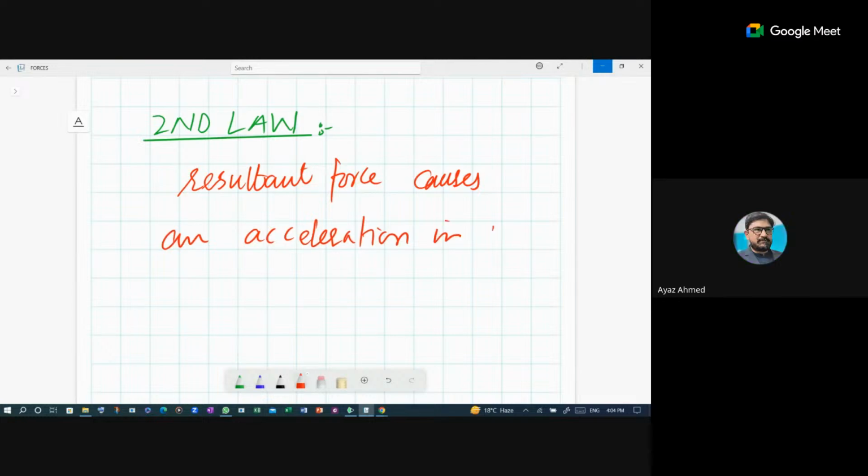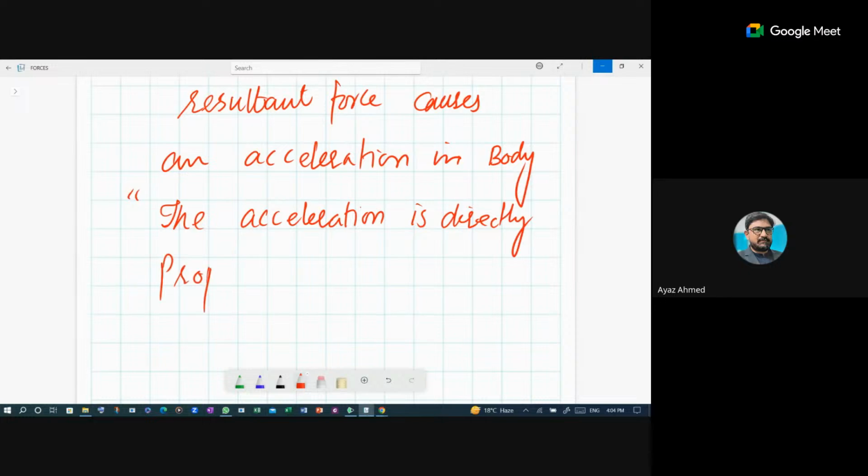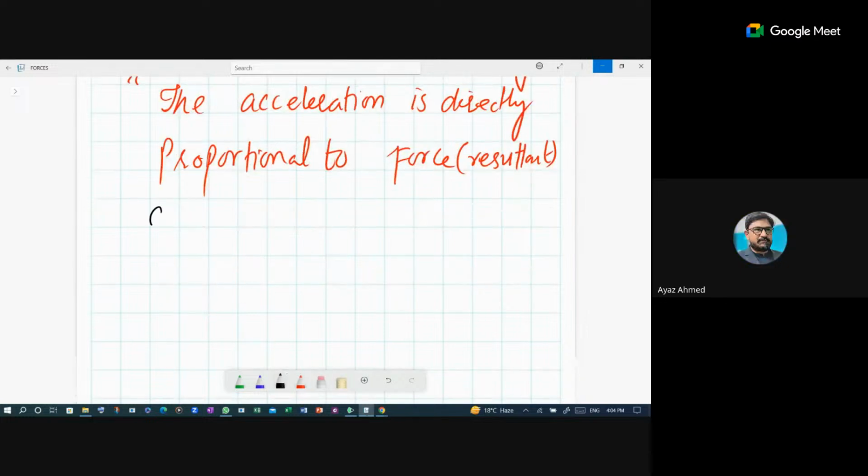Okay? So the acceleration which is produced is directly proportional to the force applied, I mean the resultant force, and inversely proportional to the mass of the body. Got it?